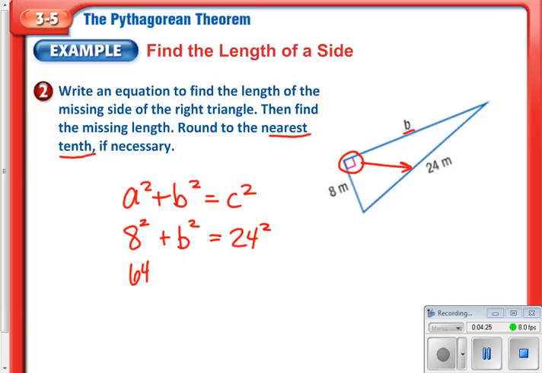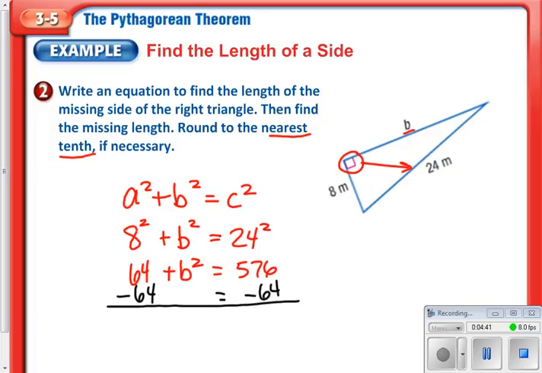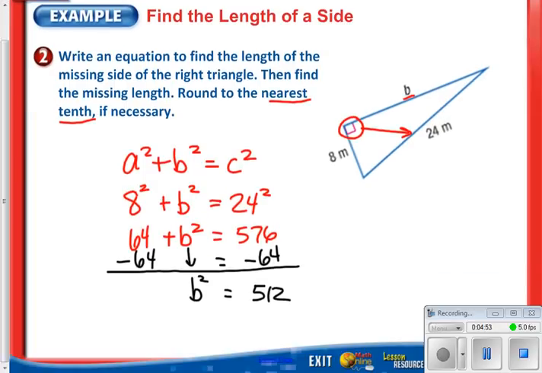Working down your paper, we get 64 plus b squared equals 576. Need to get b squared alone. So in order to do that, I'd subtract 64. This is solving equations. What I do to one side, I must do to the other. Subtract 64. B squared would drop down, leaving us with 512. Now again, b is still not alone here. I need to get b alone. In order to get b alone, I would square root both sides.